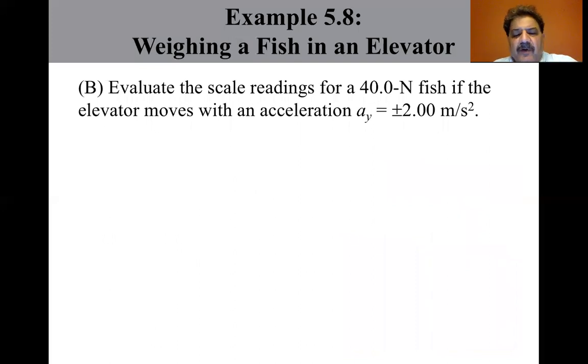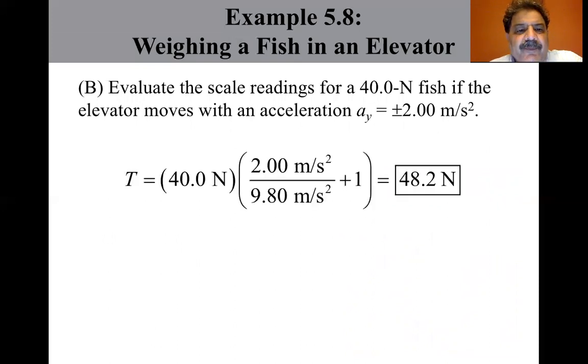Evaluate the scale readings for a 40 newton fish if the elevator moves with an acceleration a_y equals plus or minus 2 meters per second squared. So we evaluate the scale reading if a is upward. T equals 40 newtons times (a_y is 2.00 meters per second squared, g is 9.8 meters per second squared, plus 1) equals 48.2 newtons.